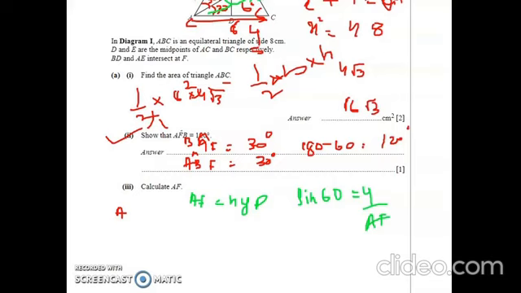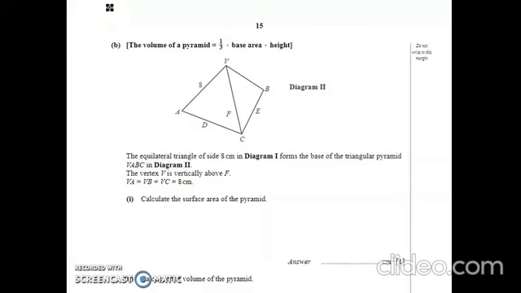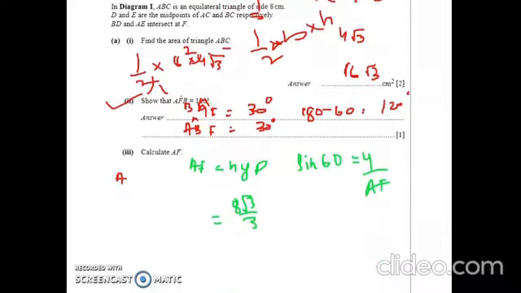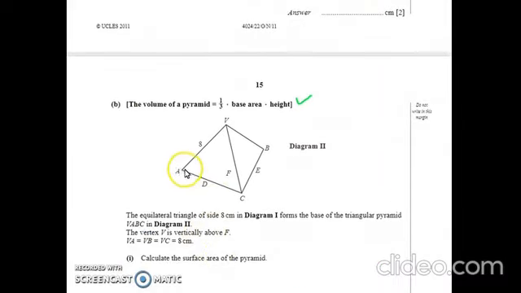4 upon sine 60. That is 8 under root 3 upon 3. That is our AF. Now the B part of this: the equilateral triangle of side 8 cm in diagram 1 forms the base of the triangular pyramid. They have given us the volume of the pyramid formula, VABC. So this equilateral triangle used in the previous question, this one, ABC, is used to form a pyramid.